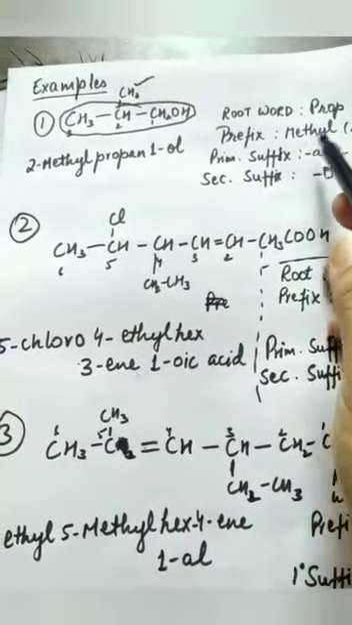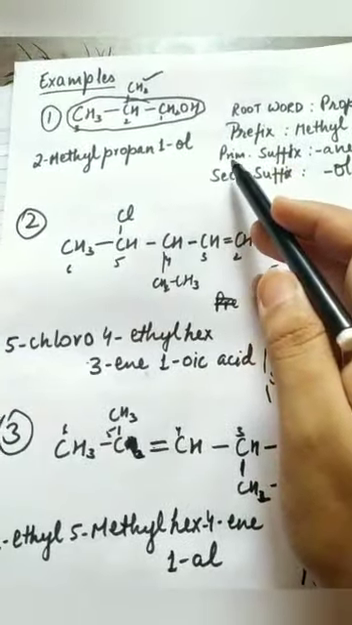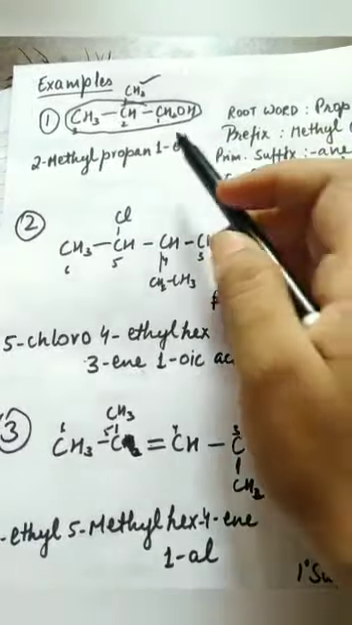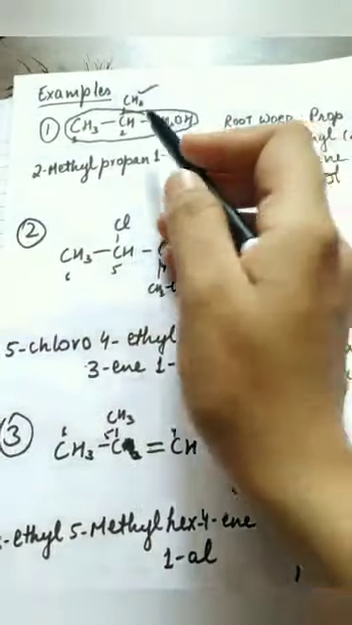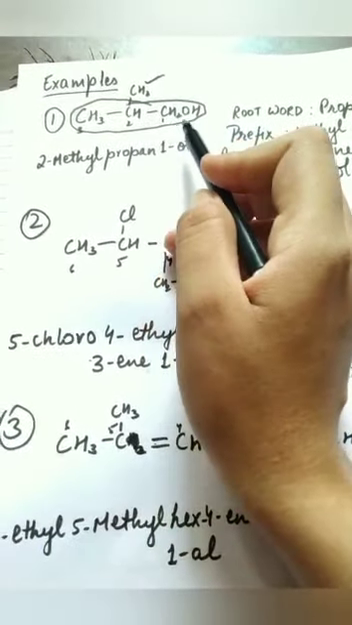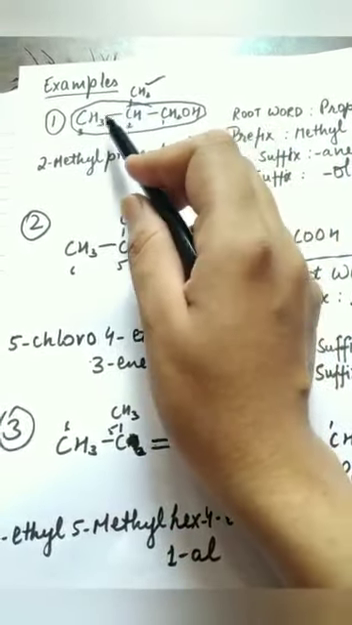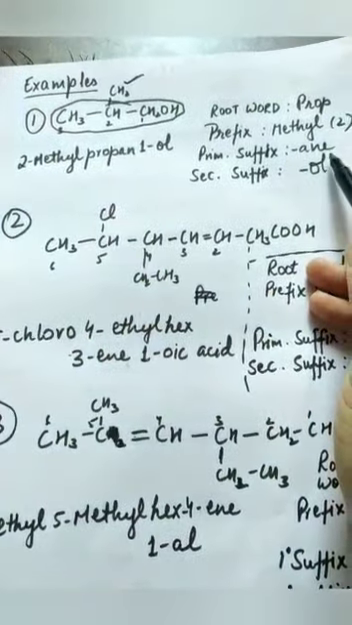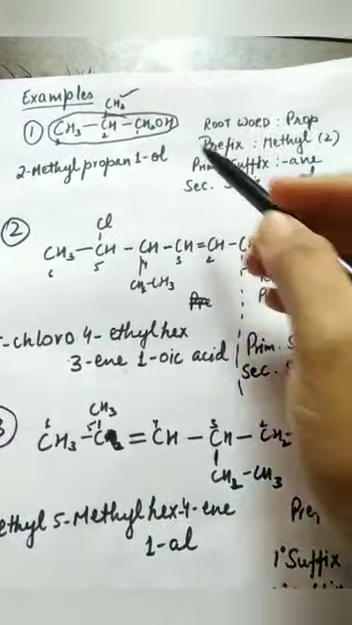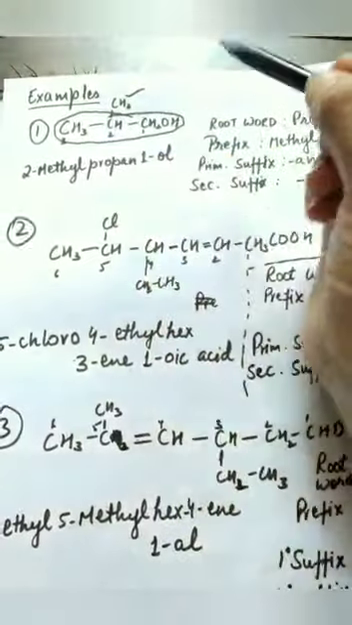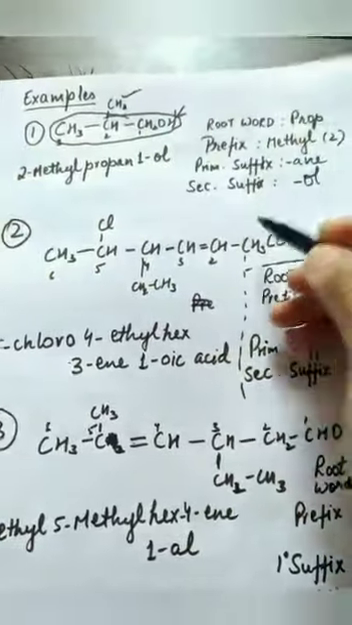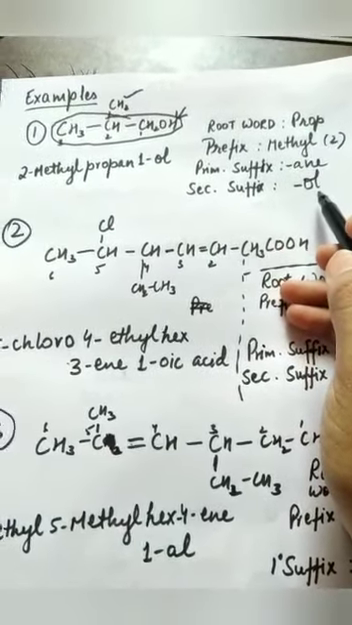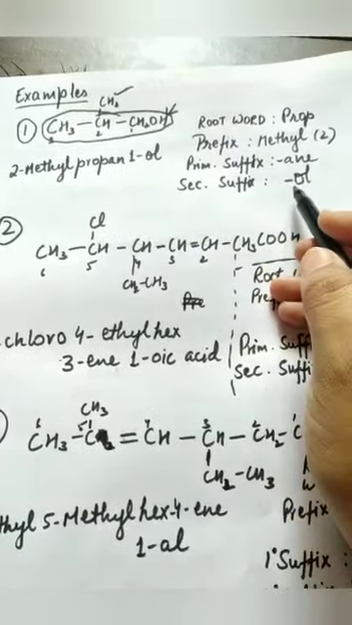So prefix is methyl. Then what will be the primary suffix? Primary suffix is carbon-carbon bond present. What type of bonds are present? Single bonds are present here also and here also. So it will be ane. Then secondary suffix, which functional group is present? This OH. OH means alcohol, so secondary suffix will be ol.